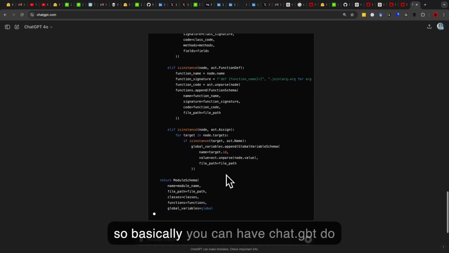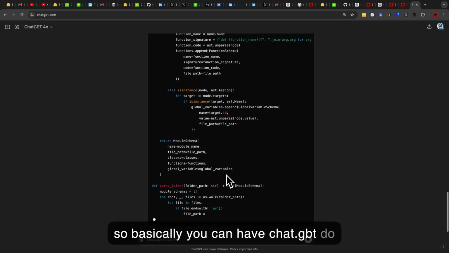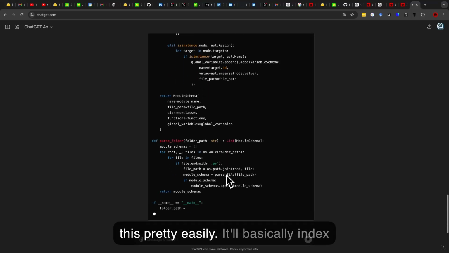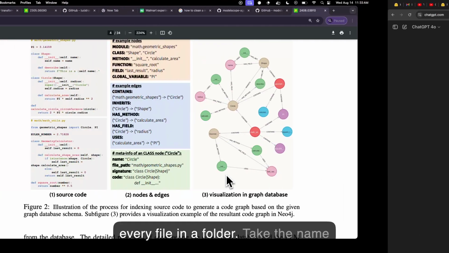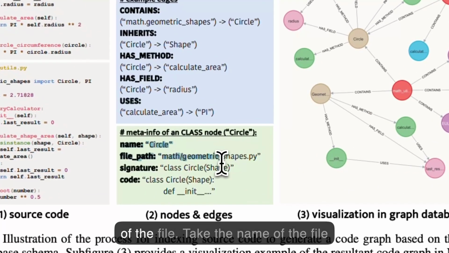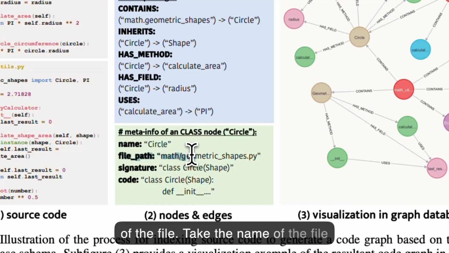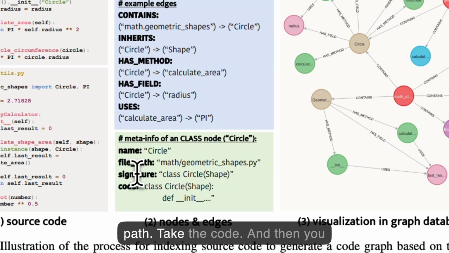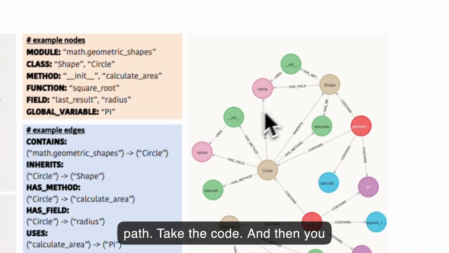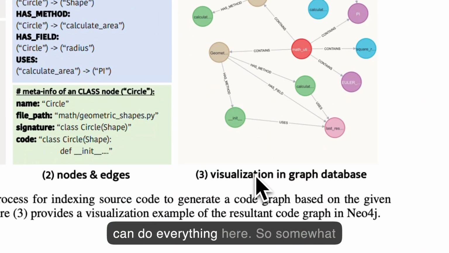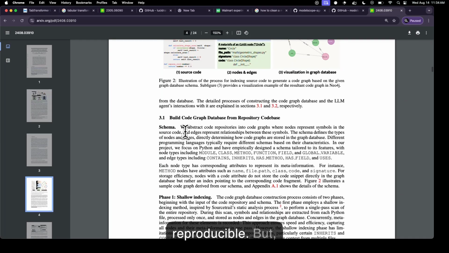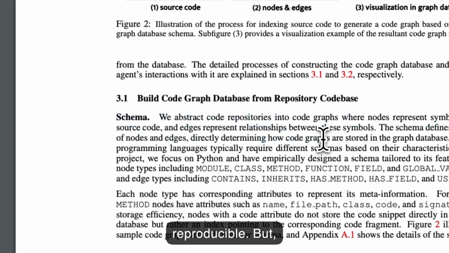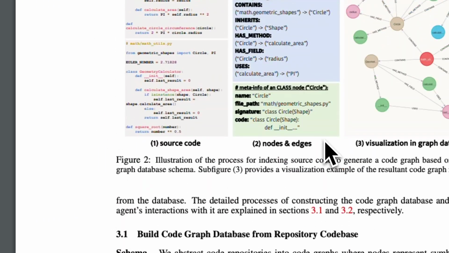Yeah, so basically you can have ChatGPT do this pretty easily. It'll basically index every file in a folder, take the name of the file, take the file path, take the code, and then you could do everything here. So somewhat reproducible, but yeah.